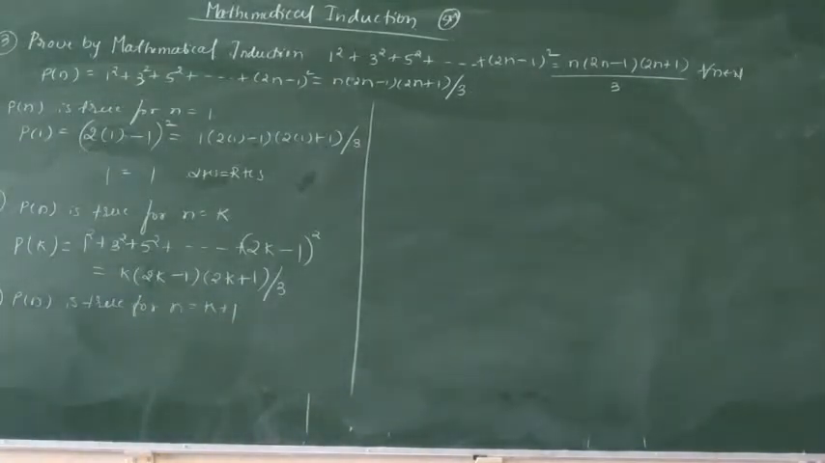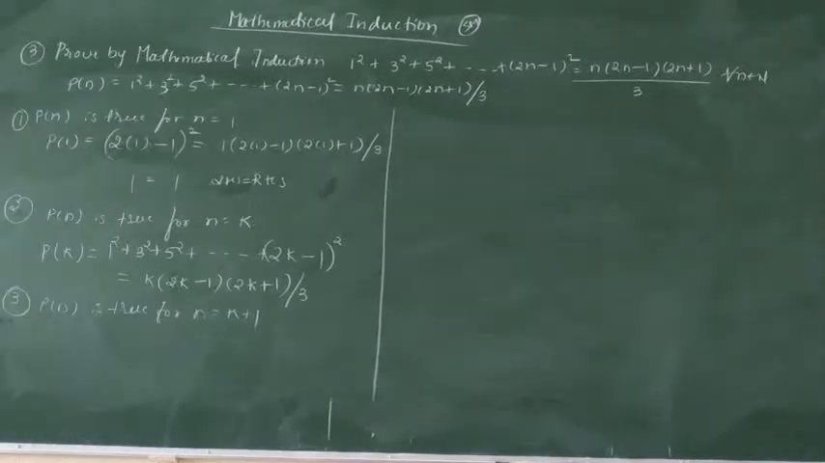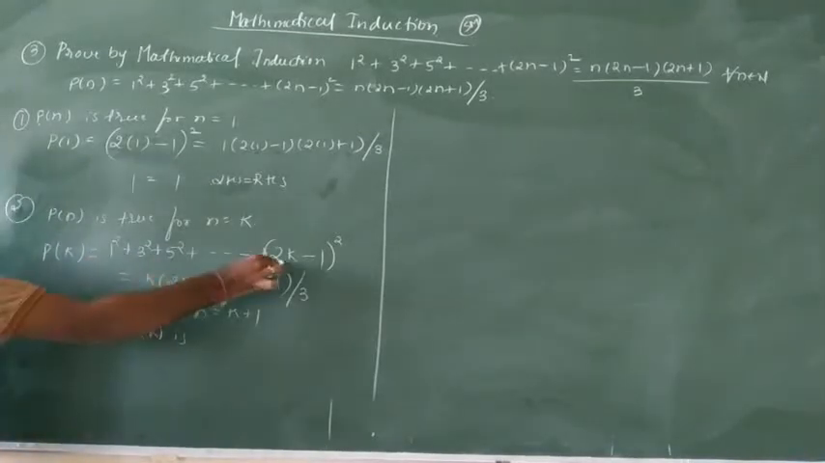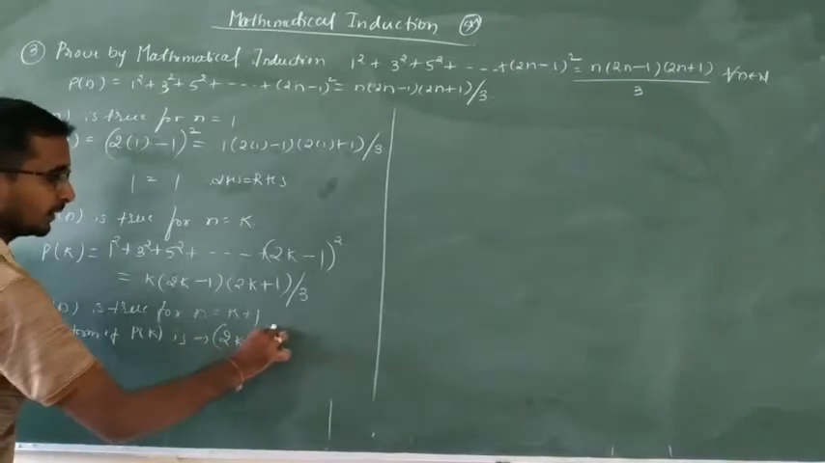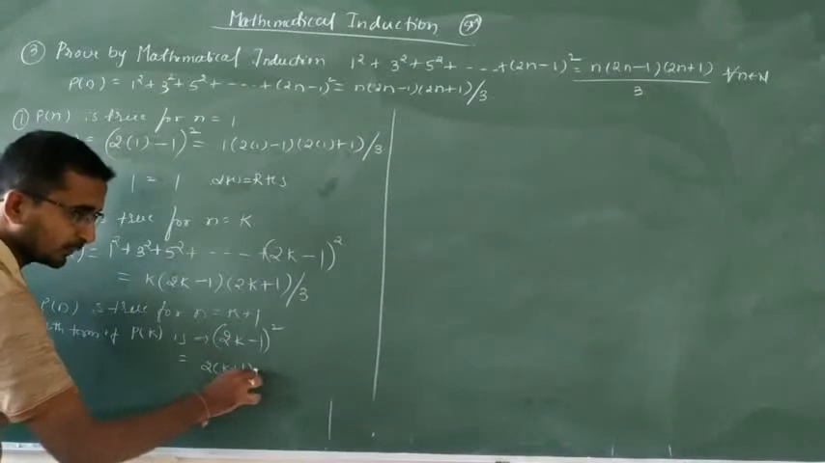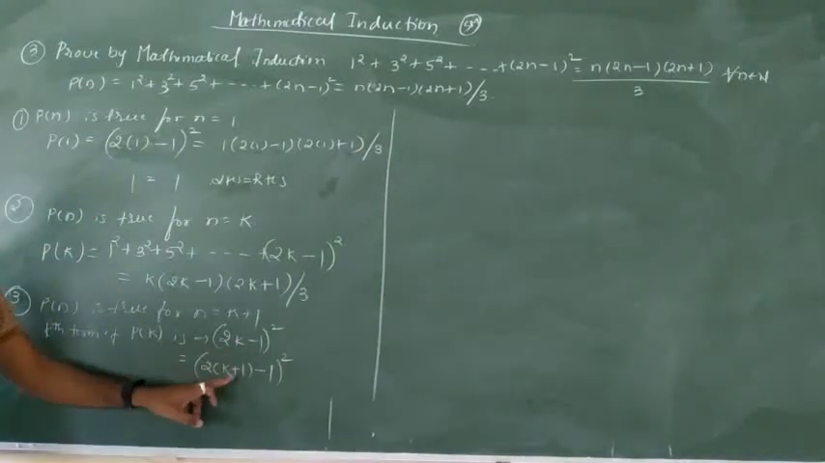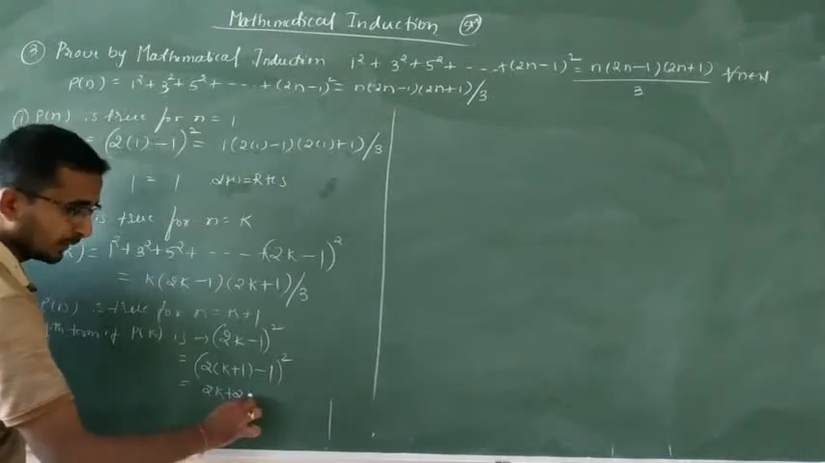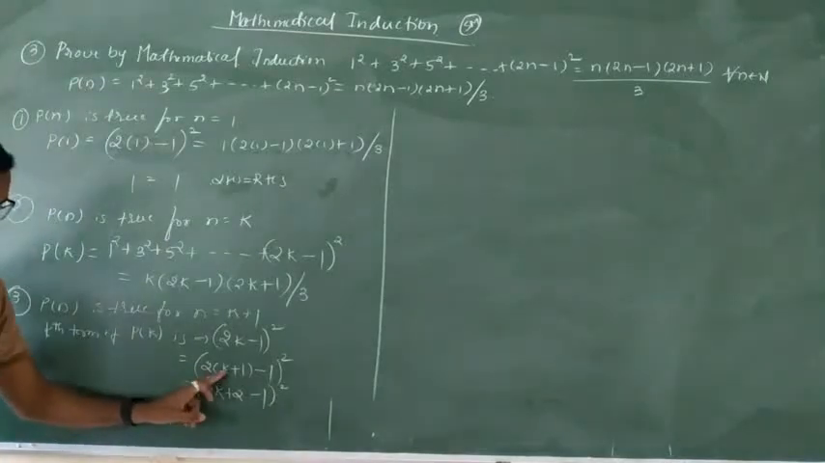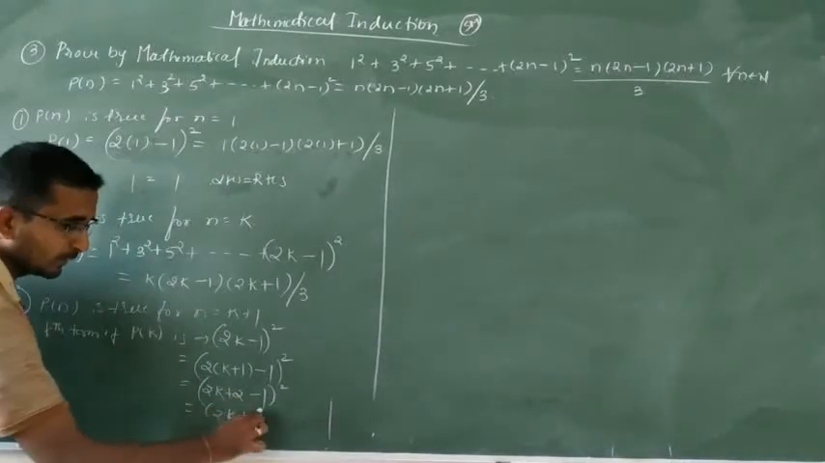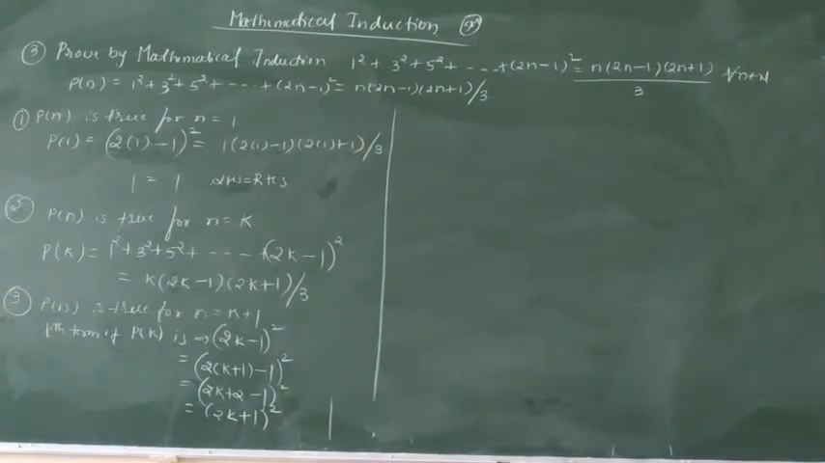Before going to write P of k plus 1, what we have to do? We have to take the kth term of P of k. The kth term of the LHS, the last term, is 2k minus 1 whole square. In place of k, we have to substitute k plus 1, so 2 into k plus 1 minus 1 whole square. Then this is 2k plus 2 minus 1 whole square, that is nothing but 2k plus 1 whole square. What you get is 2k plus 1 whole square.